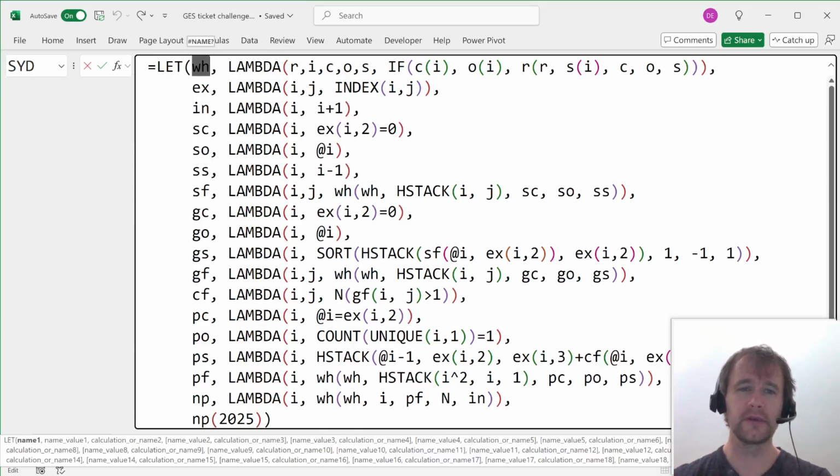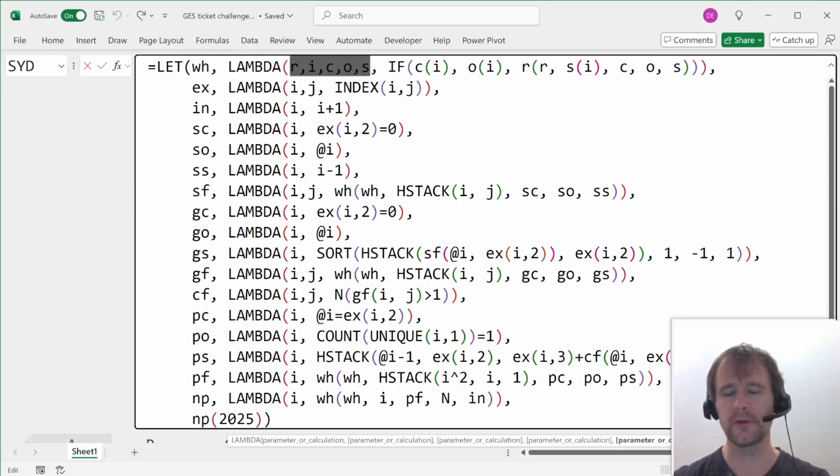It was probably not obvious if you didn't know what you were looking for, but these two-letter variable names were subtle, but they were hints. And so the WH here, the hint was that this is a function for creating a while loop. But let's just for a minute say we don't know that. So we've got a function that takes 5 different arguments, RICOS.